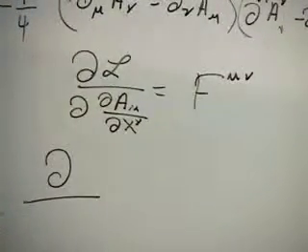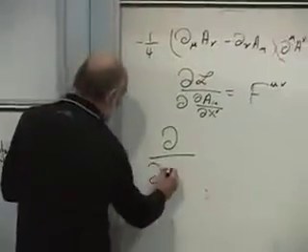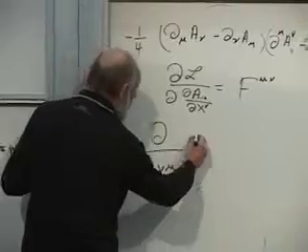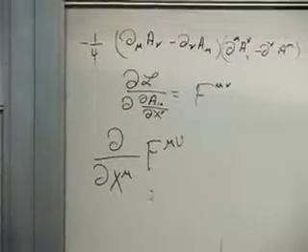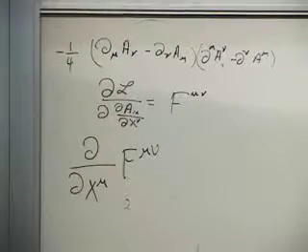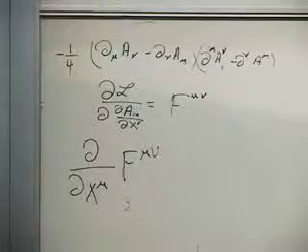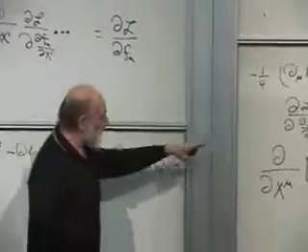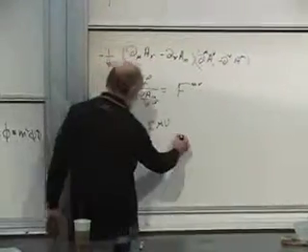Okay, so what's our equation of motion? Differentiate with respect to x mu, F mu nu. That's the left-hand side. But what's the right-hand side? It's just 0. The Lagrangian doesn't depend on the vector potential itself. So that's it.